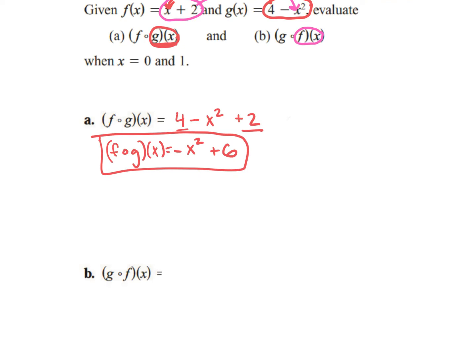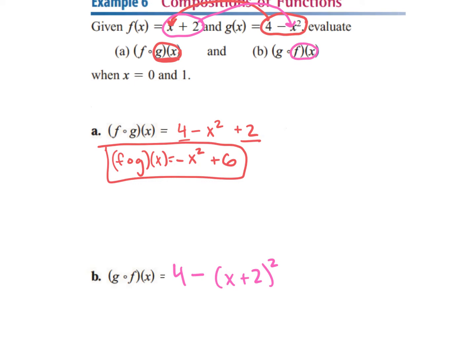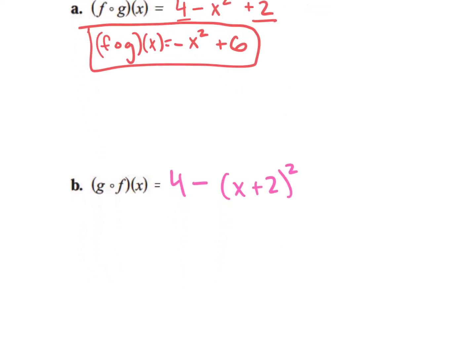So here I have 4 minus, and then in that x spot, I'm going to put x plus 2 squared. So the entire function f is getting picked up and put into g now. So we start with the inside, put that into the other function. And then from here we simplify.